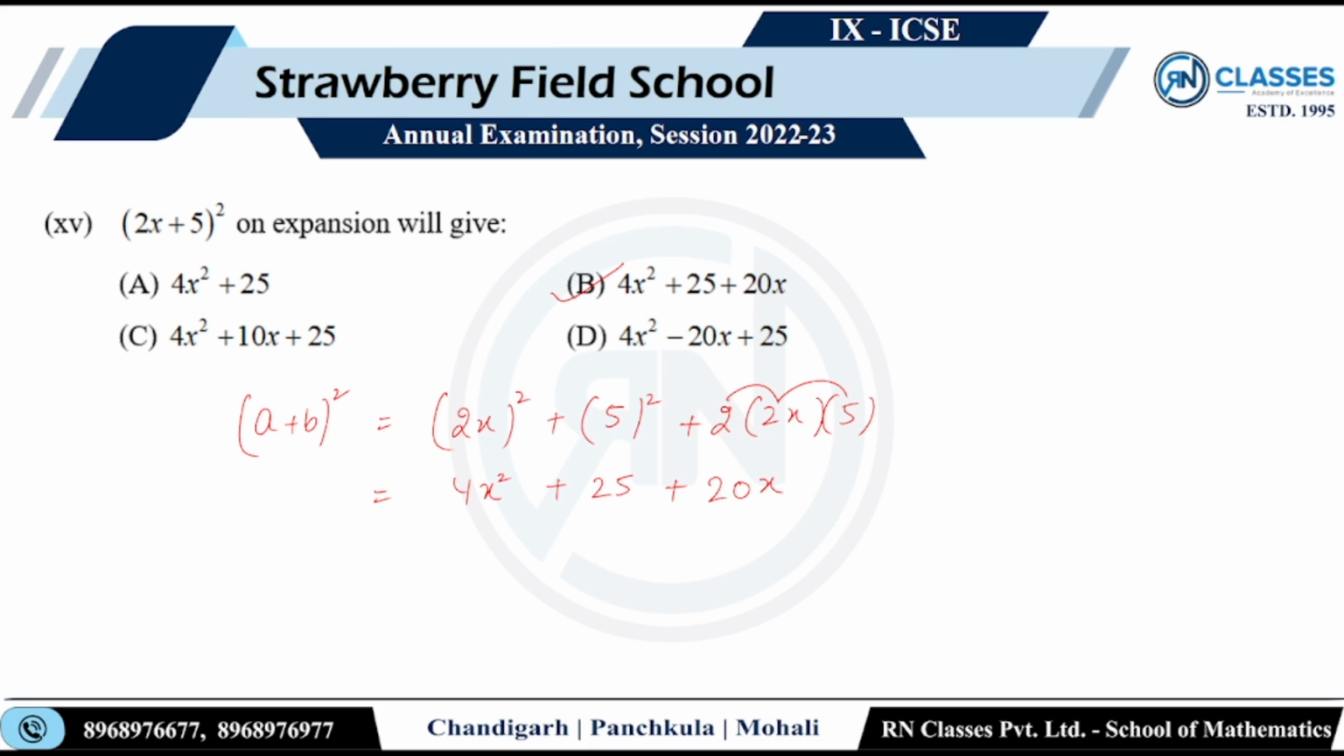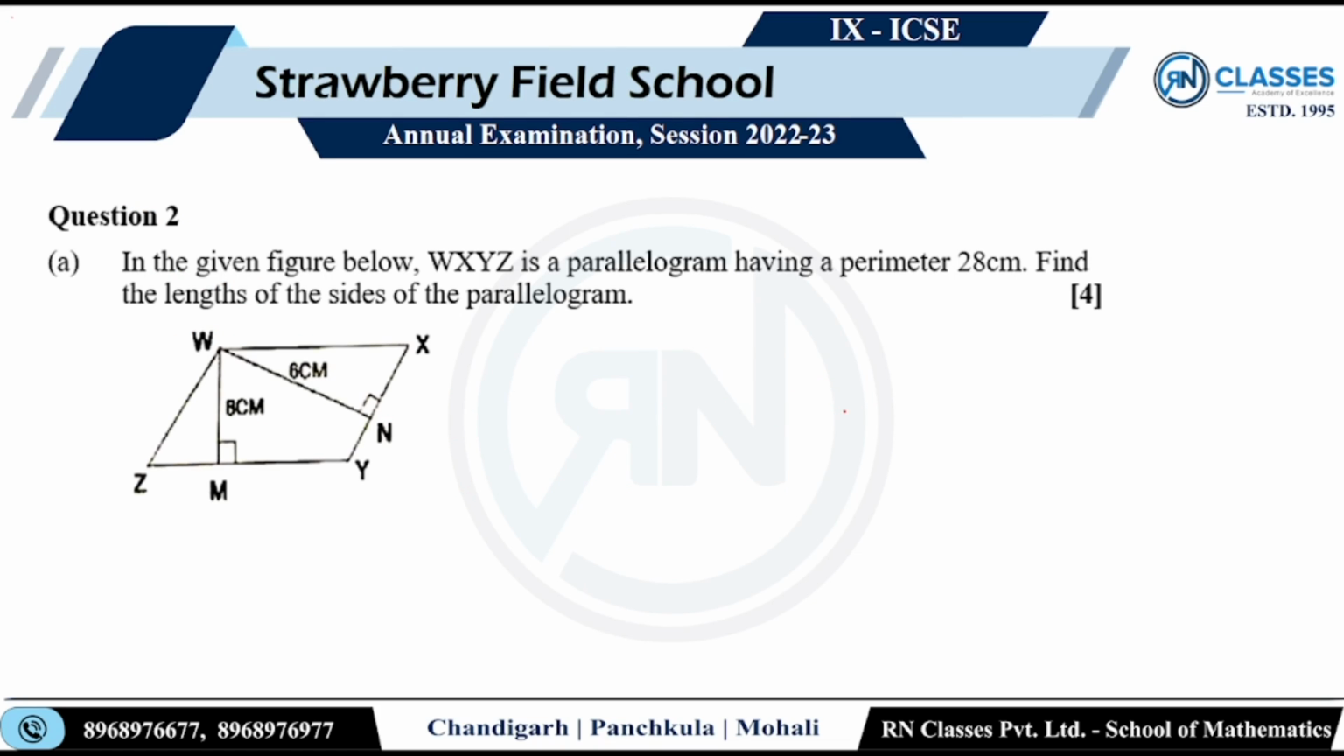Next question पे चलते हैं आप. Question number 2. Question number 2 is of 12 marks. 3 parts, 4 marks for each part. So be careful with this. Let's do it. In the given figure, WXYZ is a parallelogram. Having perimeter 28 centimeters, find the lengths of sides of a parallelogram.